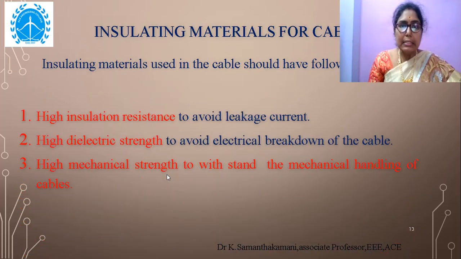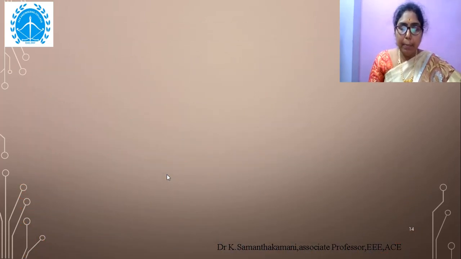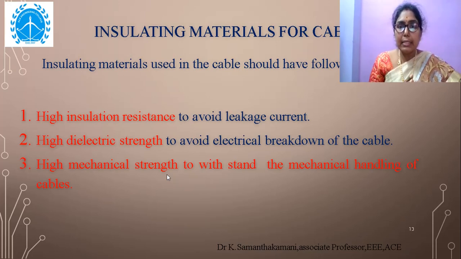And next, coming to the insulating materials which are used for the cables. Before going to this, what are the properties that must be there for the insulating material we are using for the cable? First and foremost, whatever insulation we are using for the cables must have high insulation resistance. This is a must. If not, there is a chance of getting leakage currents. In order to avoid that, the insulating material should have high insulation resistance. Similarly, the dielectric strength should also be very high. Otherwise, an electrical breakdown takes place in the cable.